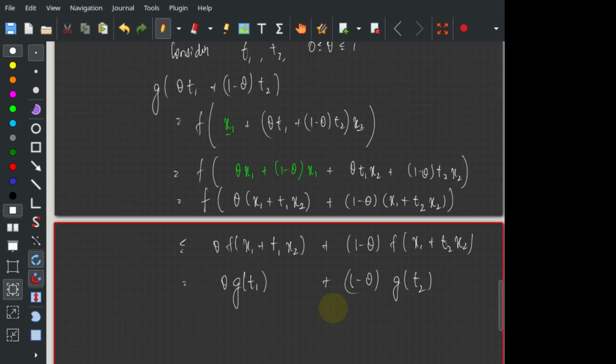Yes. The previous step. You mean from here to here or here to here? From here to here. Okay. Here, you know that f is convex, right? So let's call x1 plus t1 x2 to be u1 and this to be u2.